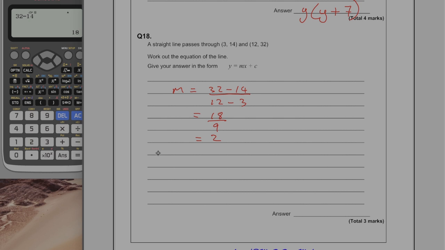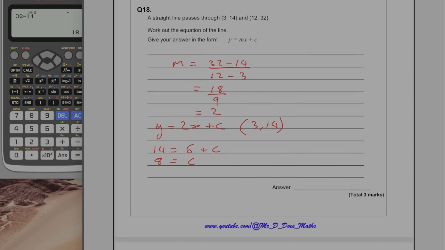Right, so that means that our equation must be y is equal to 2x plus c. And then we're going to use one of our points to find that value for c. I'm going to use the easier one, 3, 14. So when x is 3, y will be 14. So 14 is going to be equal to 6 plus c. So c is going to be equal to 8. So my equation of my line is going to be y is equal to mx plus c. So y is equal to 2x plus 8.